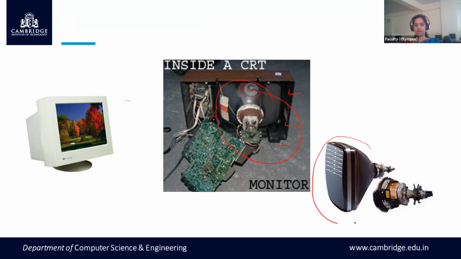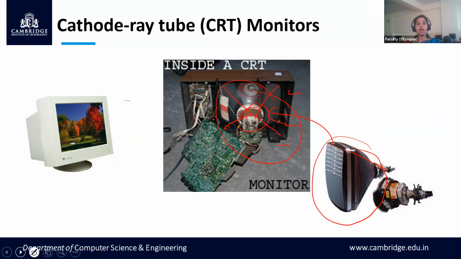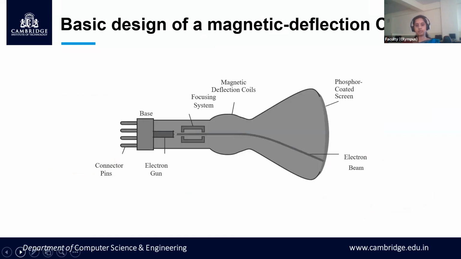So this is actually a monitor. See, it is here like this. You can see here, this part is this. And this is a CRT monitor. Now we will see how the CRT monitors actually worked. So this is how now we have gone into the insight of the working of CRT monitors.